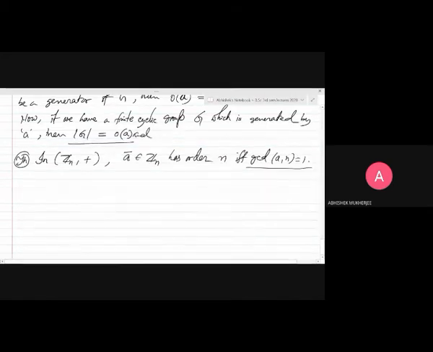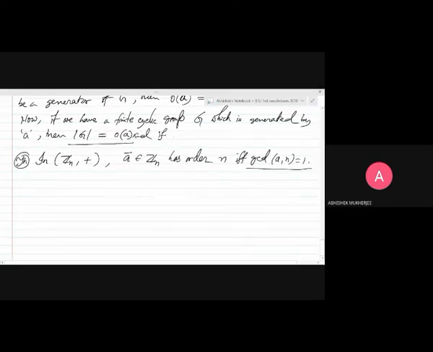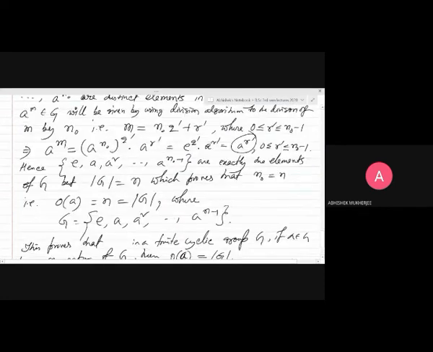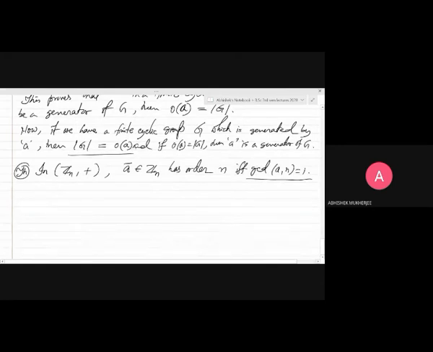Yes, I should write down. And if order of a equals order of G, then a is a generator of G. So if you look at the elements of the group and you find that some element satisfies the property that its order equals the order of the group, then you can say that this will be a generator.